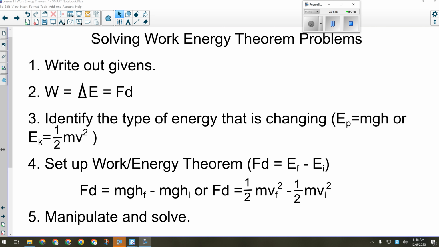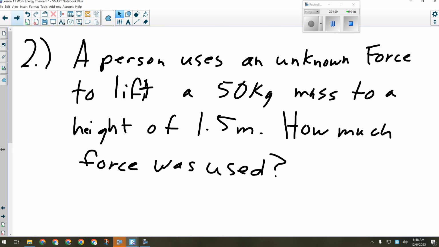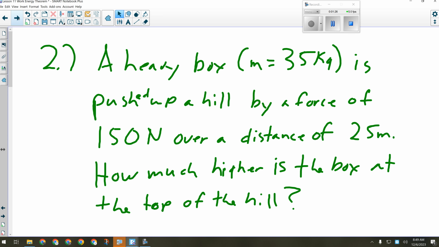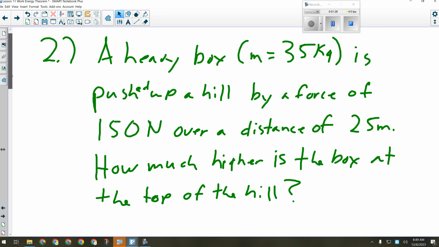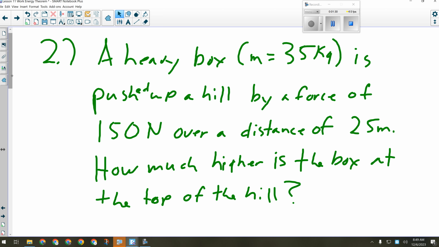Okay? So no, I don't want to do that one. Oh, it's got a weird glitch in it. Okay, well, let's try that one. It's a good inclined plane problem.